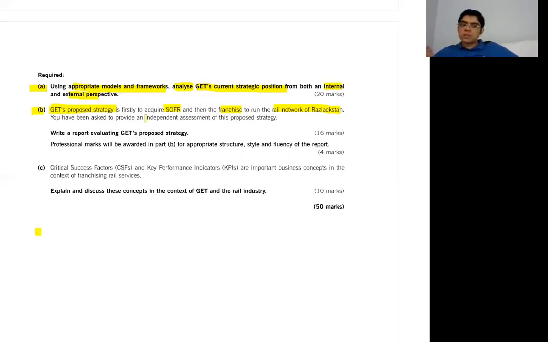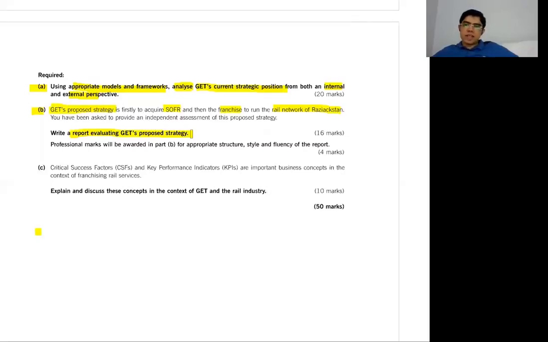So you have been asked to assess this proposed strategy, and what exactly have you been asked to do? You've been asked to produce a report. You have been asked to produce a report which would evaluate GET's proposed strategy. So there's a strategy that is being proposed.